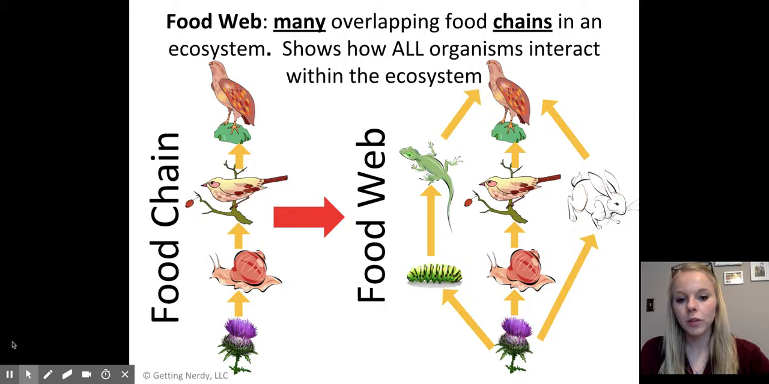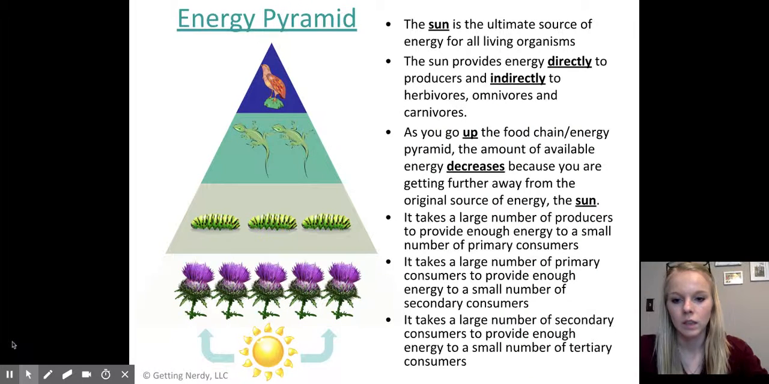Food chains usually overlap within an ecosystem. We use diagrams called food webs to show that certain organisms can occupy multiple trophic levels depending on what they consume. We also use food chains to create diagrams called energy pyramids. Energy pyramids illustrate the transfer of energy between each trophic level.